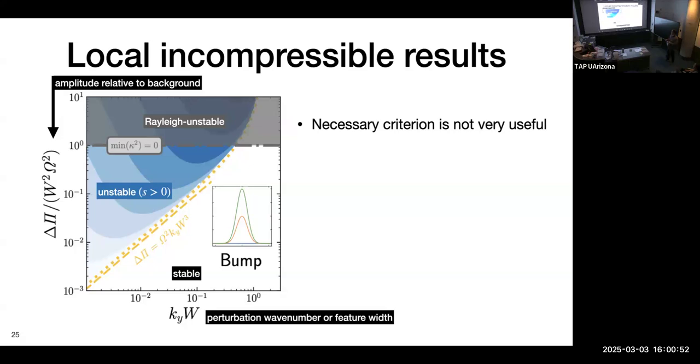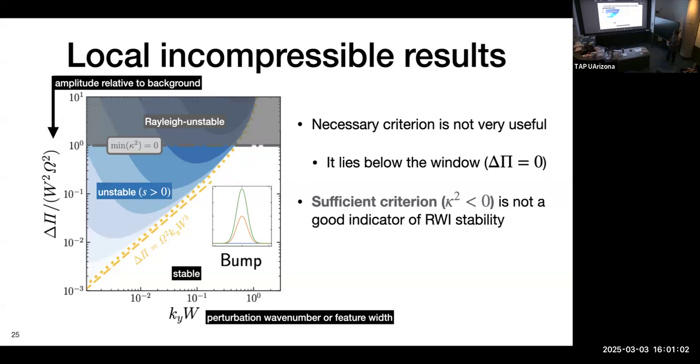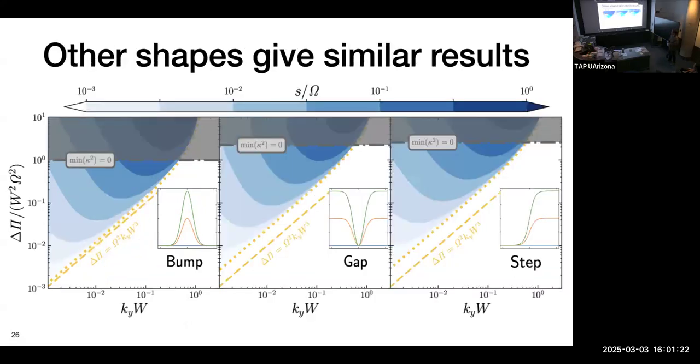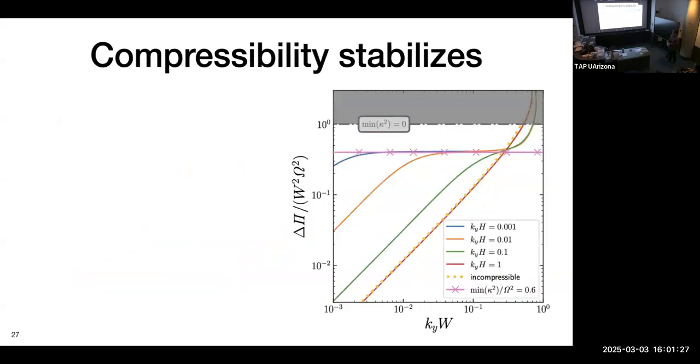And the necessary criterion is not very useful because it doesn't even show up in this window. It's basically negative infinity. One of the insights we get from this simplified analysis is that we analytically recover this scaling that was only empirically measured before. And you can repeat this for other shapes. We get a similar result.